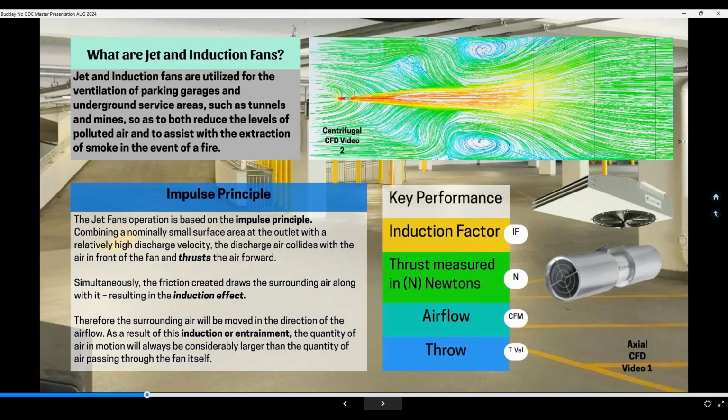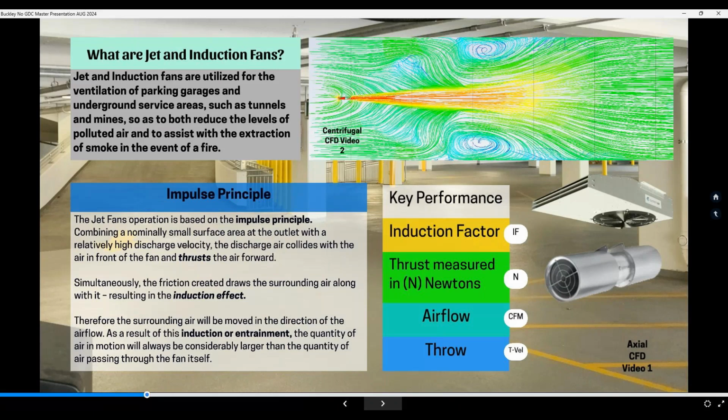And what the impulse principle is, the result of a relatively high rate of discharge combined with a relatively nominally small area of discharge that results in air being discharged from a fan and being thrusted or pushed out into a local environment, wherein it collides with the air in front of it, creates friction, and that friction induces air. So in other words, a jet fan, through the impulse principle, by means of induction, would put air into motion many times greater than its AMCA rated airflow.